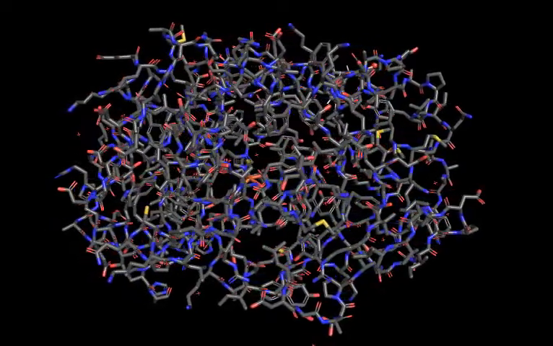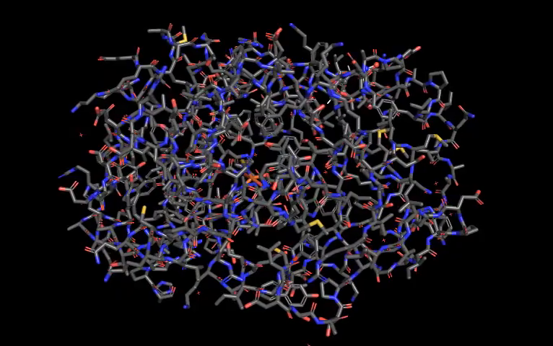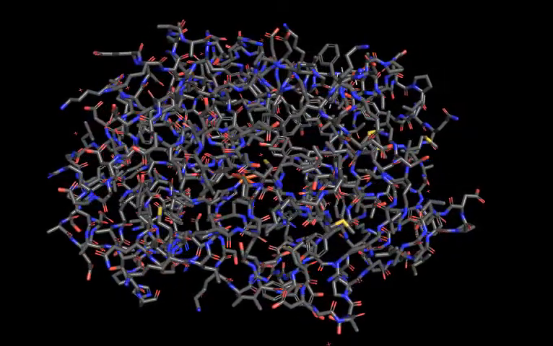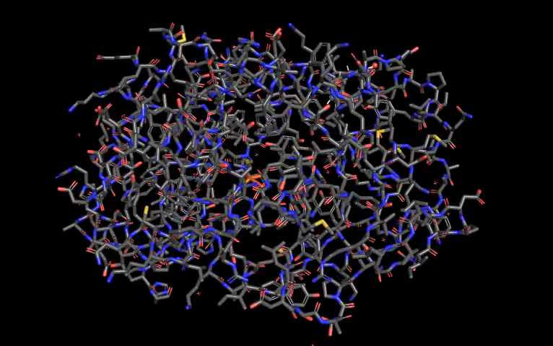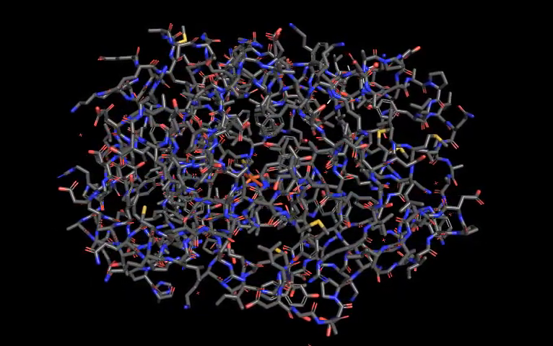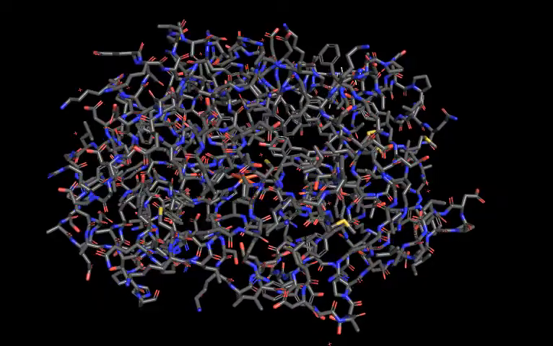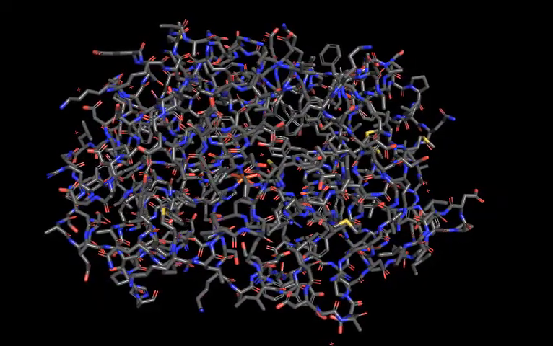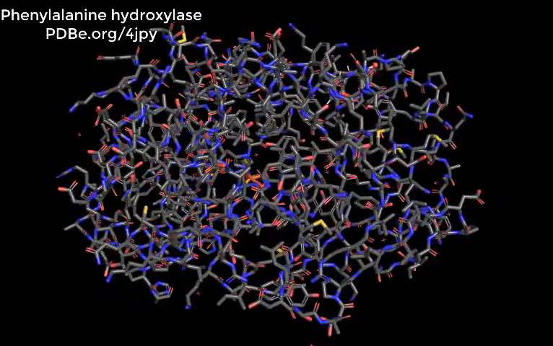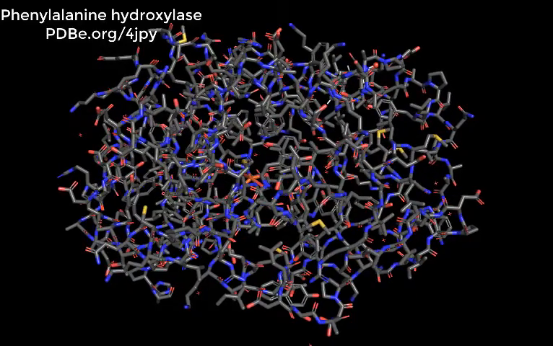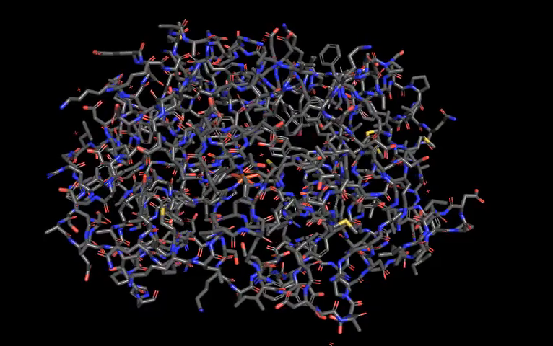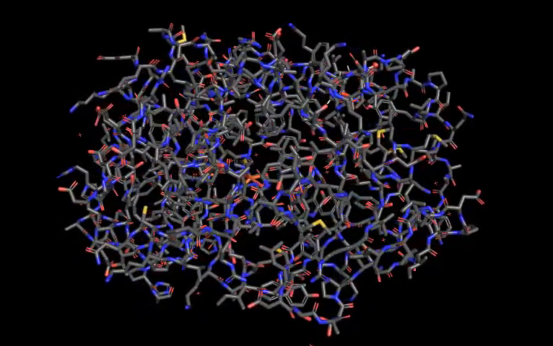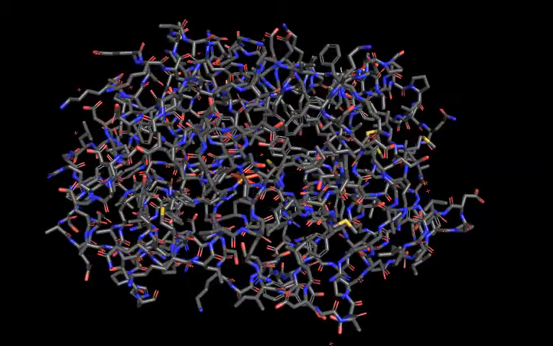While chiral catalysis remains a challenge for chemistry, in biology, enzymes have been catalyzing the reaction with only one enantiomer of a substrate for very many millions of years. Here we see the enzyme phenylalanine hydroxylase, which is involved in the metabolism of the amino acid phenylalanine. It recognizes only L-phenylalanine, and absence or defects in this enzyme result in the disease phenylketonuria.